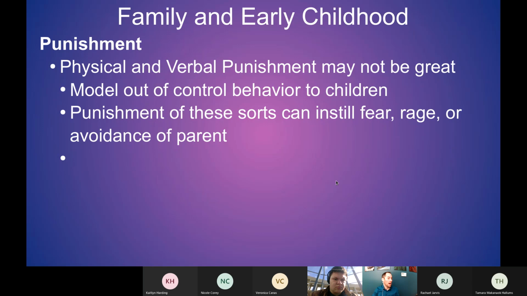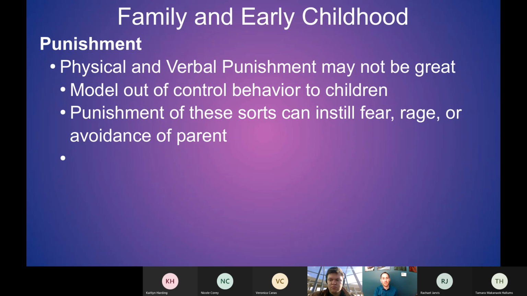So with punishment, physical and verbal punishment do not tend to be the best ways to help teach a child through problems or behaviors. This includes physical punishment, like spanking a child, and verbal punishment, like yelling at a child. One thing it does is model that kind of out of control behavior to children, because oftentimes a parent will yell or spank because they are so stressed or anxious or angry themselves.